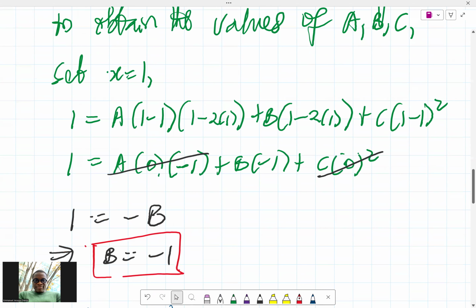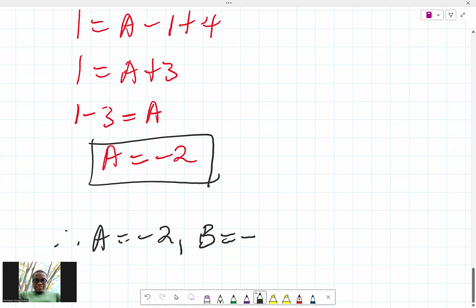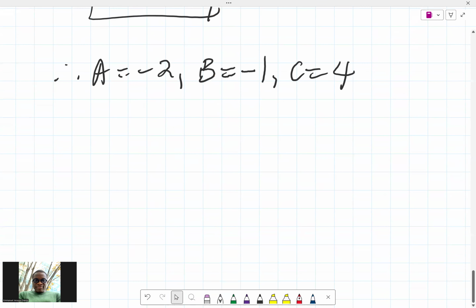B is minus 1. A is minus 2. B is minus 1. And C is equal to 4. Okay, so with all of that now, then we can go back to the original expression.